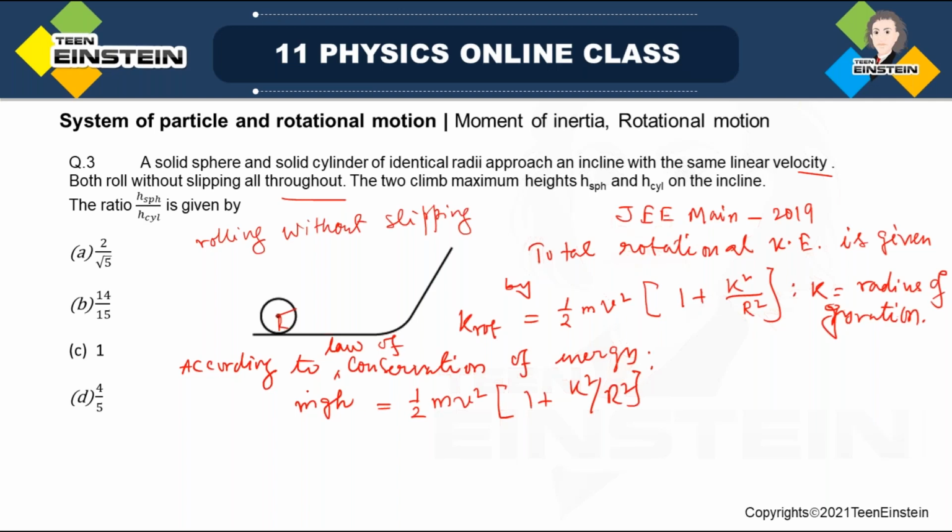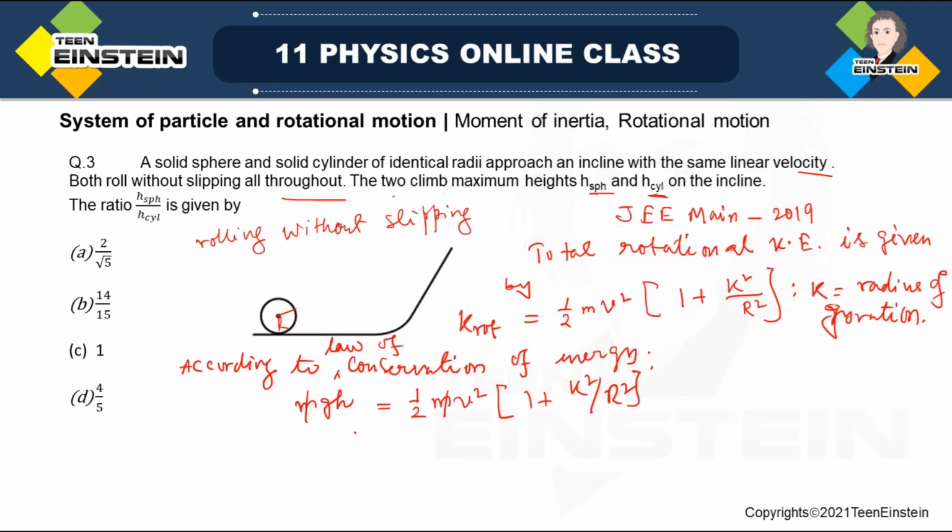Okay. Now look, this m goes, and anyway v is the same for both. I have to actually find out the ratio of this to climb up maximum height. So the two climb up maximum height, h sphere and h cylinder, on the inclined plane. Then what will be the ratio of h sphere to h cylinder? That is the question.